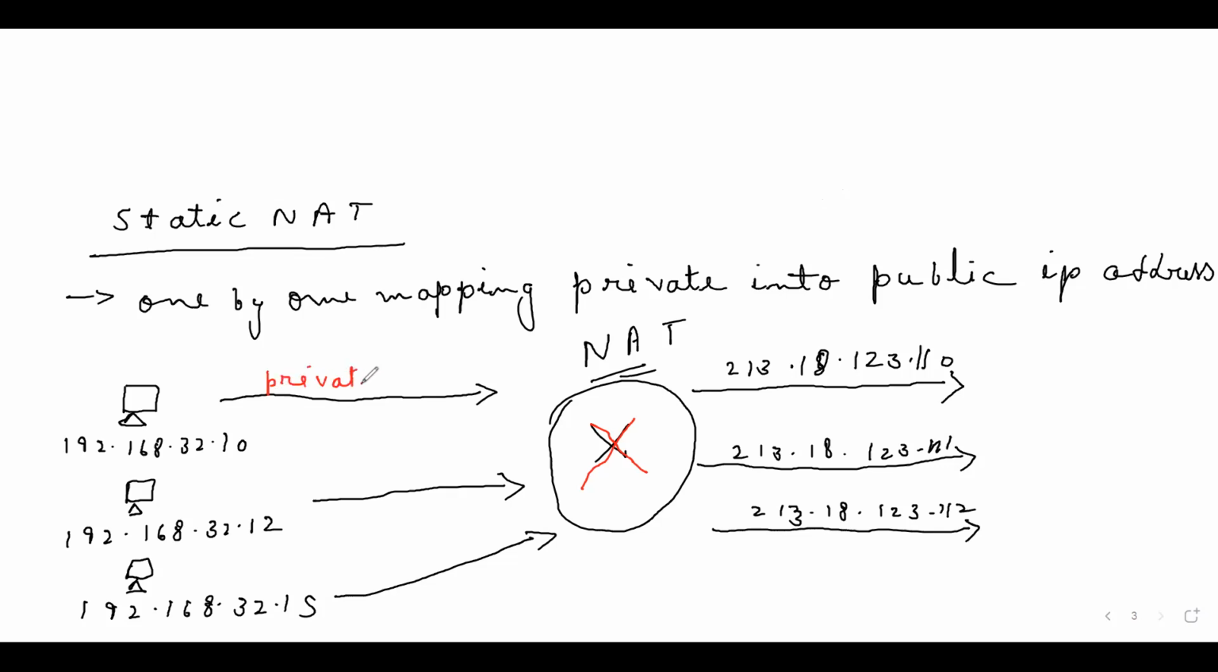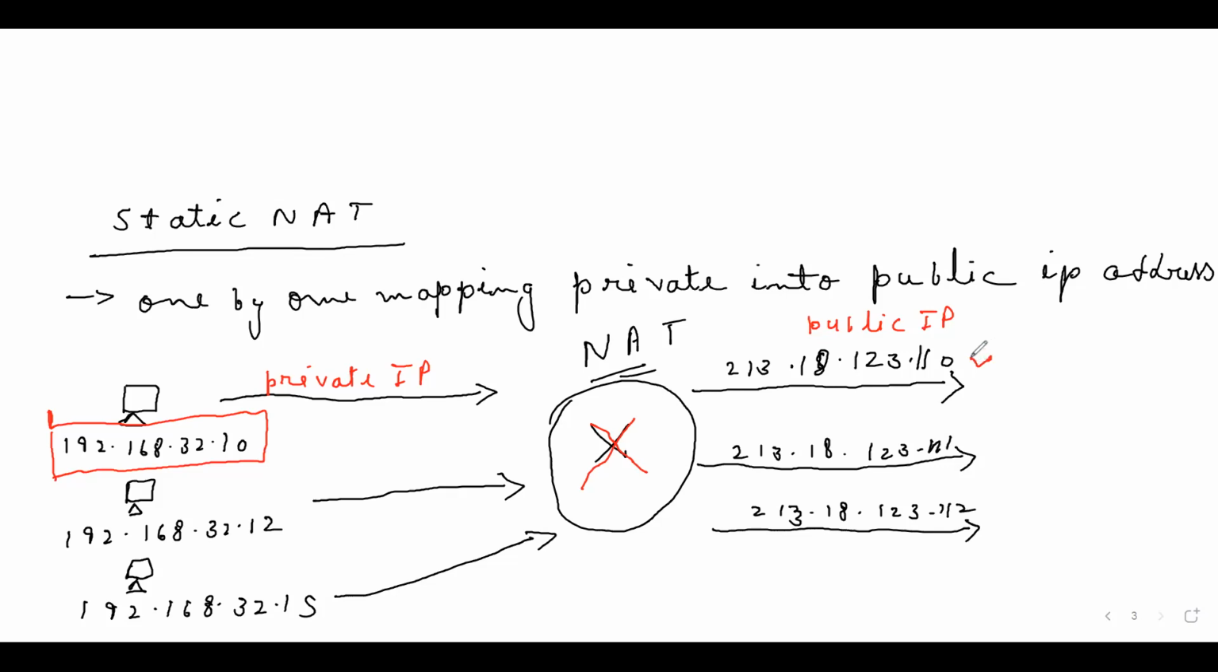Ashish, are you saying 192.168.32.10 and 213.18.123.110? This is private, and this is public. Private cannot communicate to the internet because it's not registered. I will not pay anything for this IP. This is a registered IP. I will pay my service provider for this IP. This is paid, not free.